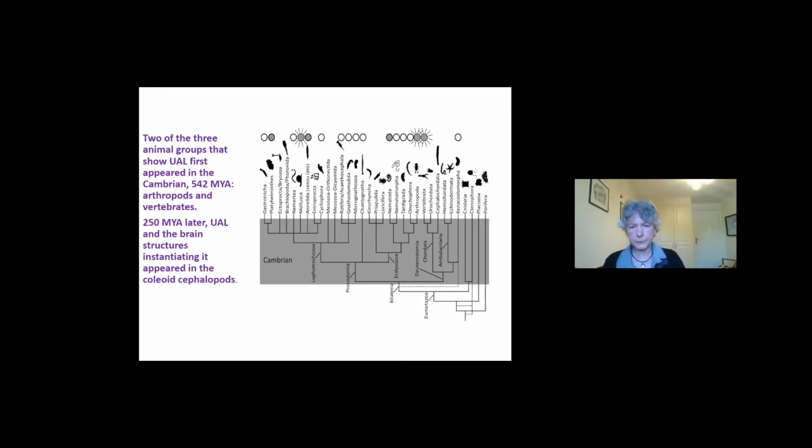And the ones that have a circle have a central nervous system, but those that are vacant don't have a nervous system as far as we know. Most of them have a nervous system, but don't have a central nervous system. And the placozoa and the porifera, the sponges and the placozoa, the amoeba-like multicellular organisms, don't have a nervous system at all. So we can actually say something about when unlimited associative learning, and by implication consciousness, evolved, if you accept the logic of the argument.